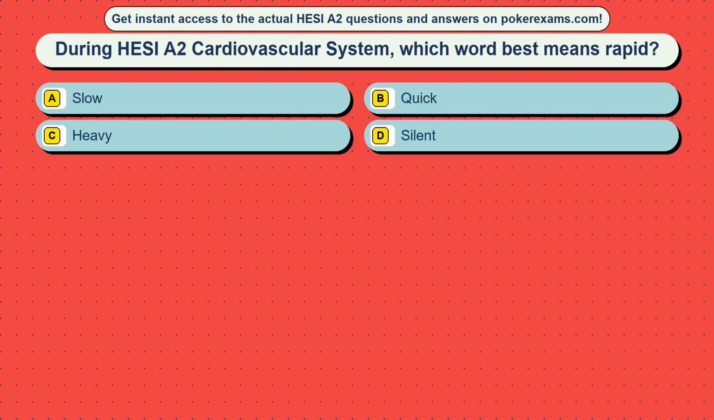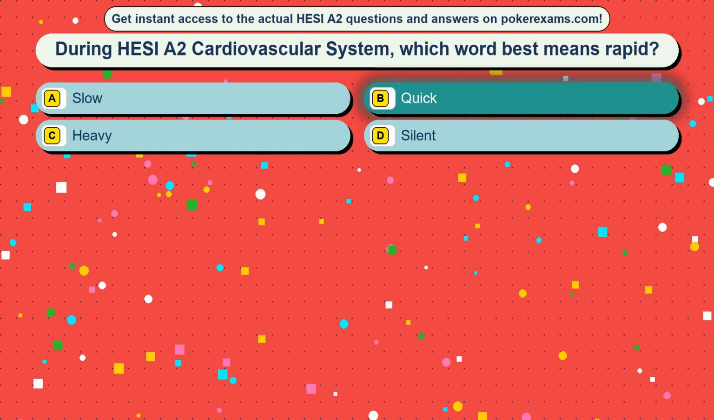Question 21. During HESI A2 Cardiovascular System, which word best means rapid? Option A, slow. Option B, quick. Option C, heavy. Option D, silent. The correct answer is option B, quick.